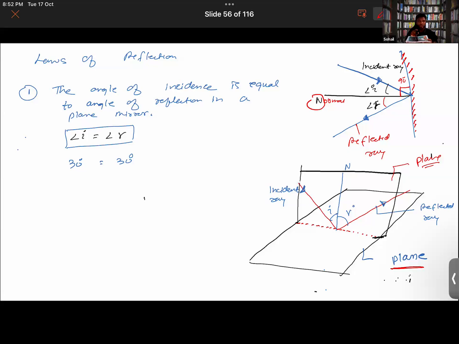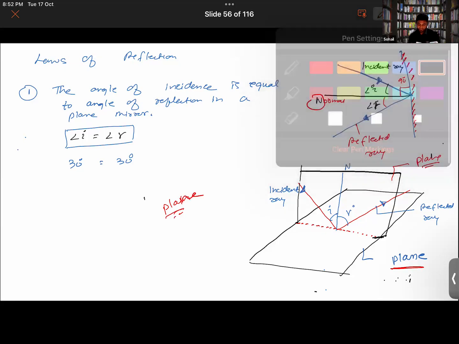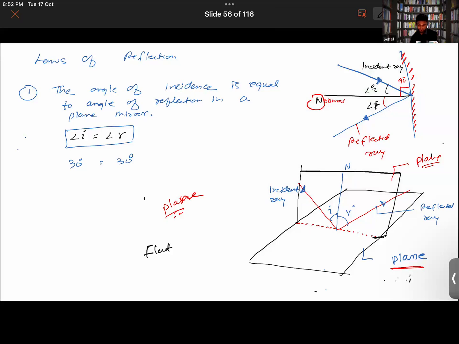You guys know what a plane is now? What does a plane mean? That is clear or not? A plane basically means an object which has a smooth, flat surface, right? A plane simply refers to a flat surface. That is what a plane basically means. So imagine that you're having two flat surfaces like this. One like this, another one like this.